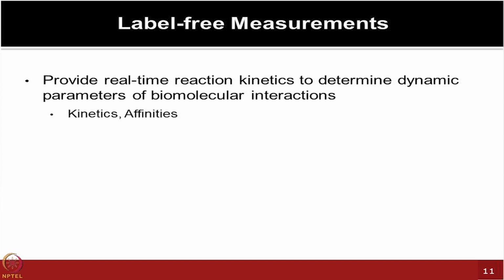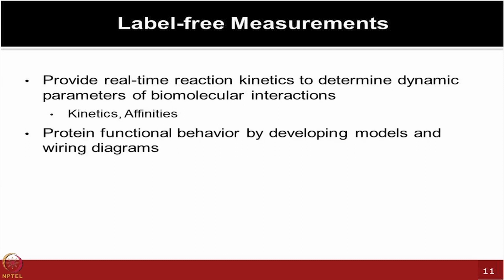More importantly, the new area which is emerging, which is essentially the systems biology area, the intention is, can we generate a lot of these values, which is on rate, off rate for different types of binding interactions which are happening, and now develop those as models and wiring diagrams which could be used to predict many unknowns, because how many actual experiments can you do for so many proteins?